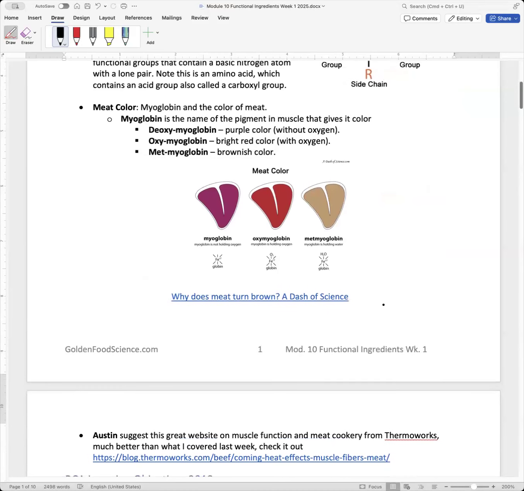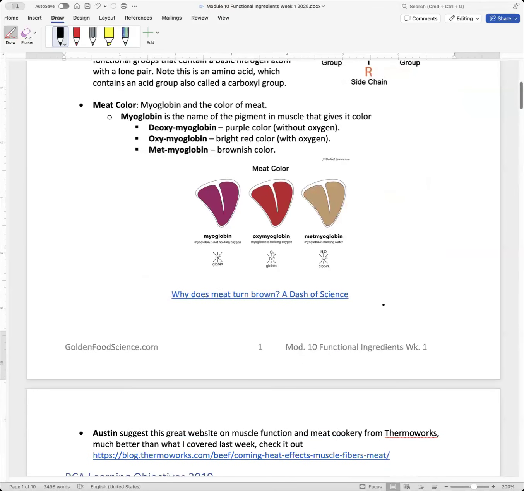So without going over this again, the meat color, did anybody have any questions left over from last week about myoglobin, oxymyoglobin, and metmyoglobin? Did I talk about it enough that you can remember which is which? Good. Okay.